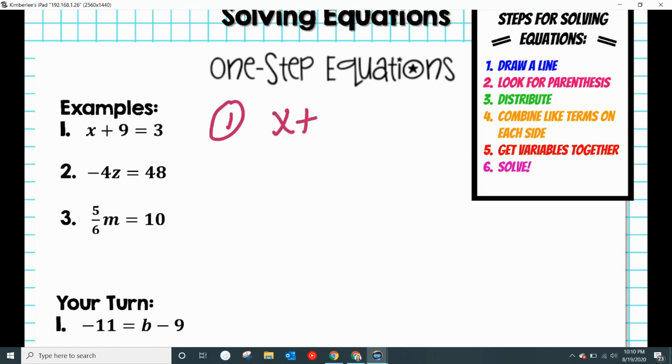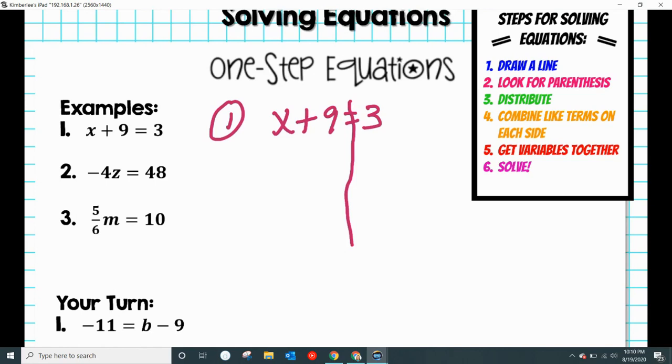X plus 9 equals 3. Now, I know you've solved equations. I don't know how you've been taught to solve them, but I'm going to show you how I prefer you to solve them, and I think it'll help keep some things straight. So the first thing I always want you to do is draw a line right down the middle of that equal sign. Okay, my line looks really crooked, but that's okay.